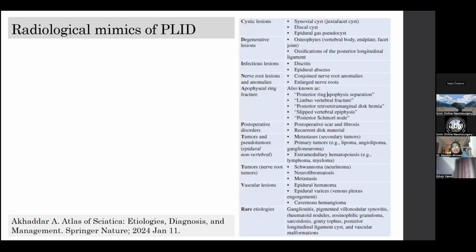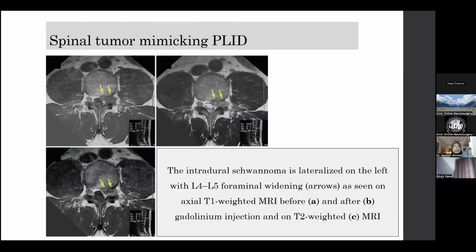So a long list of mimics of PLID is beautifully explained by Professor Ali Akhdar in his classic book, Atlas of Sciatica, which was published in 2024. I have taken this chart from his book. It's a long list among which some neoplastic lesions, vascular lesions, some infective lesions, cystic lesions, even nerve root lesions and anomalies can mimic prolapsed lumbar intervertebral disc. So let's have a look.